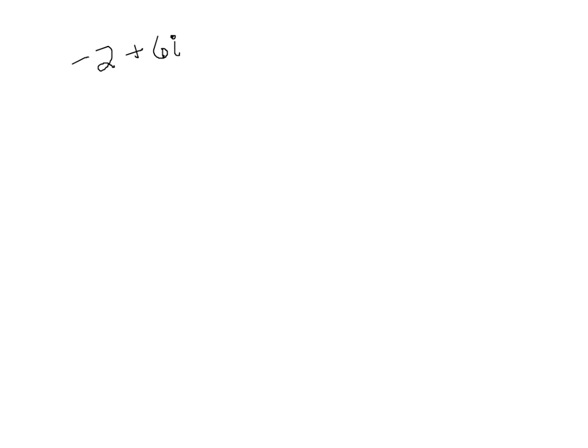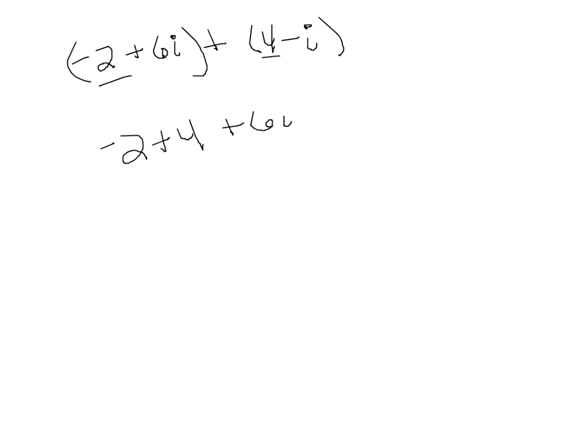-2 plus 6i plus 4 minus i. So I get the real parts together and the imaginary parts together. So that gives me 2, and that gives me 6 minus 1, which is 5. So 2 plus 5i.